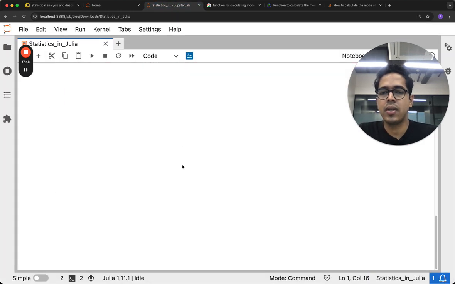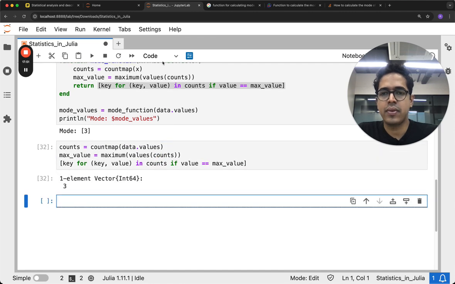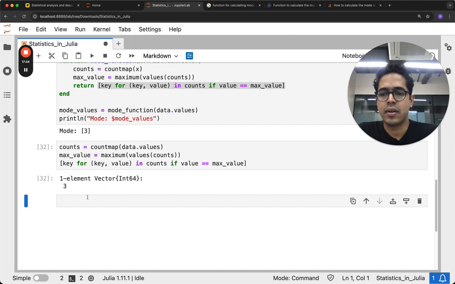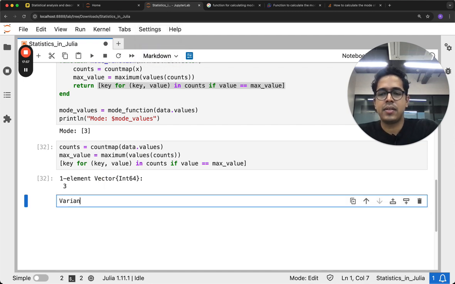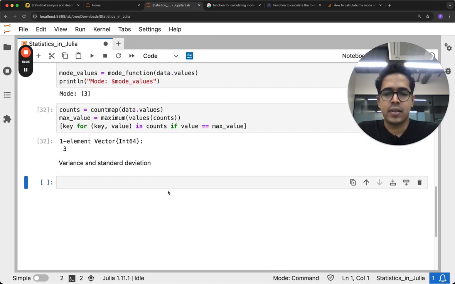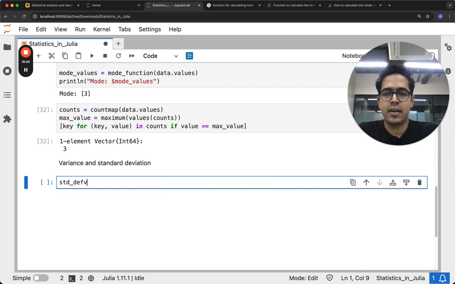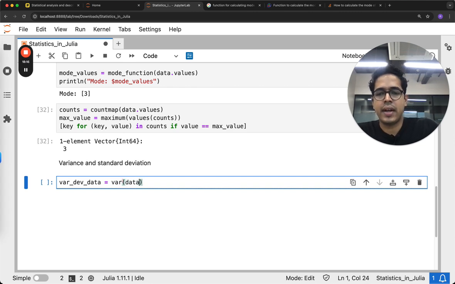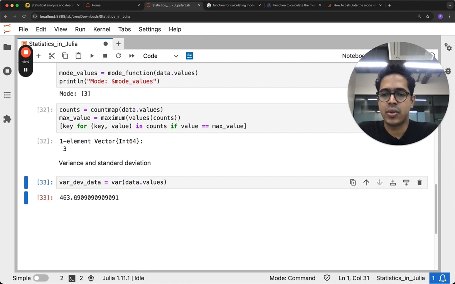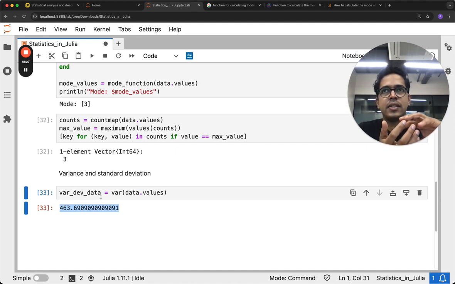So let's go back to the notebook, and for the sake of completeness, I will put a markdown here: variance and standard deviation. And we have standard deviation of data equal to variance first, variance of data equal to var of data dot values. So this is showing the variance, and obviously it's a big number because the order of magnitude of variance will be larger, because it's a square of numbers, right?